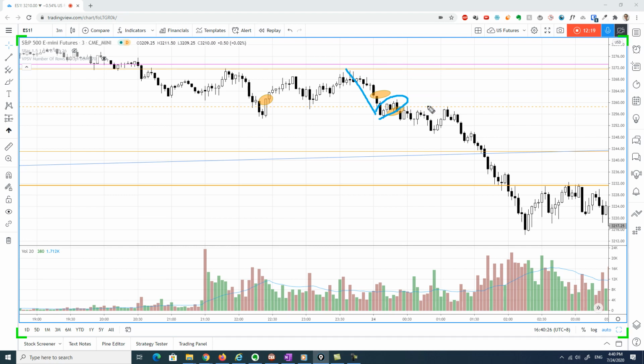It's pretty much very close to this non-RTH low here. So it's a breakdown, followed by a test of this non-RTH low as resistance, and then followed by a reversal bar. So that could be a short entry here after the close of this bar.